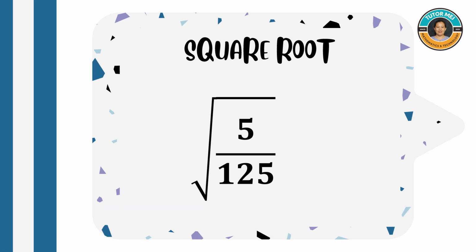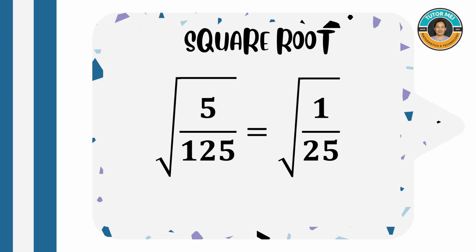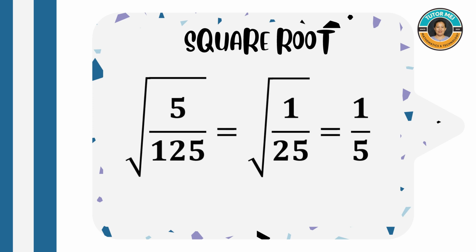What about the square root of 5 over 125? In this case, since we cannot extract the square root of 5, we will check first if we can put this in its lowest form. So 5 over 125 is equal to square root of 1 over 25. And the square root of 1 over 25 equals 1/5.